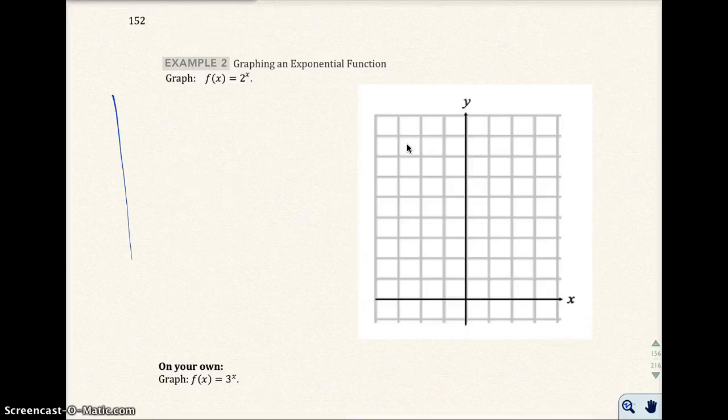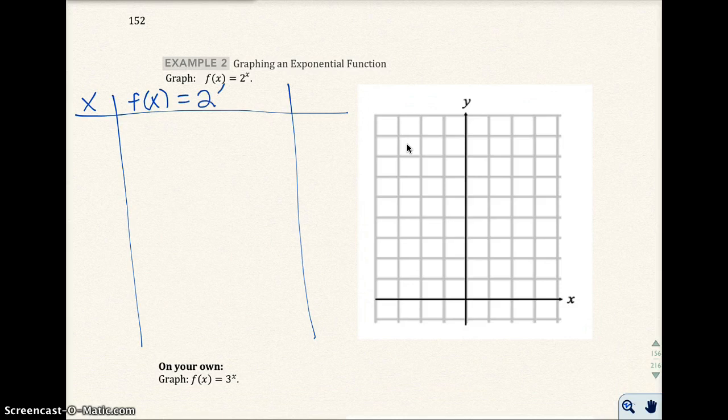Let's go ahead and make a table with the x value. We have f of x equals 2 to the x power. And then we have our x comma f of x, or x comma y. When I pick the value of 0, f of 0 equals 2 to the 0 power. Remember, 2 to the 0 power is going to be 1. So I get 0, 1.